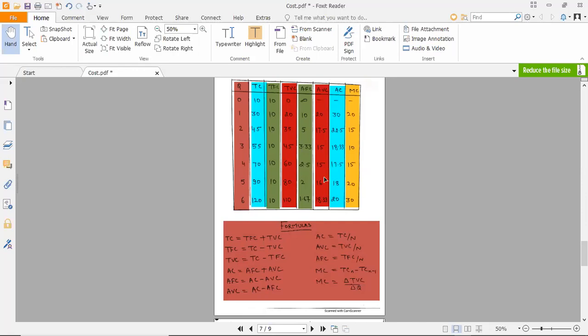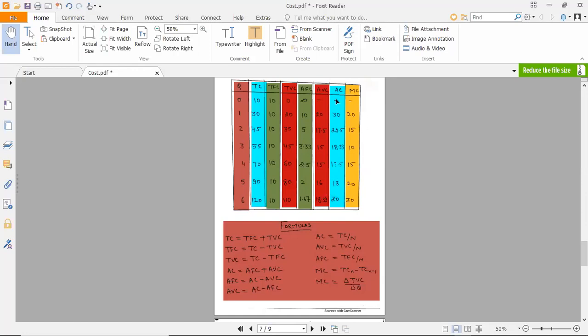60 by 4 is 15 again, 80 by 5 is 16, and 110 by 6 is 18.33. So we can see here that the value of AVC is falling, from 20 to 17.5, then 15, so falling till the third level. At the fourth level, it is constant, and then it is again increasing. So this makes the AVC curve a U-shaped curve.